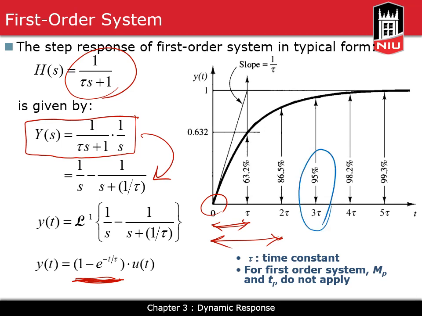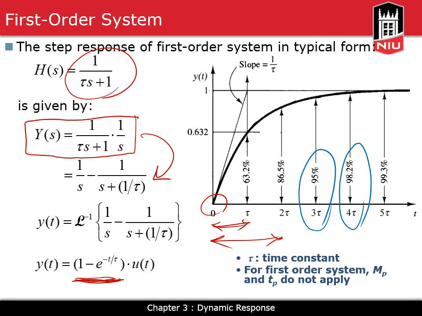After 3 time constants, the response reaches 95% of its final value. At this time, it's going to enter the 5% tolerance level around its final value and stay there. So if our tolerance level for settling time is 5%, we can use 3 times the time constant to find the settling time. The next one, after 4 time constants, the response reaches approximately 98% of its final value.